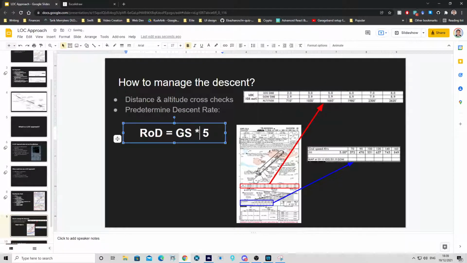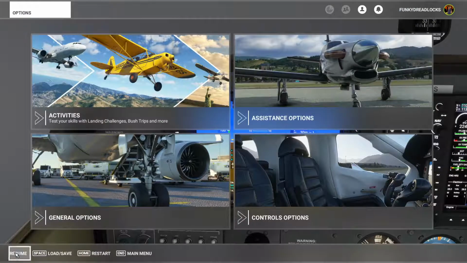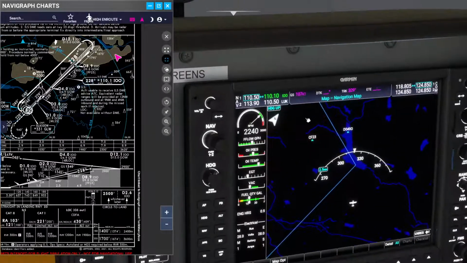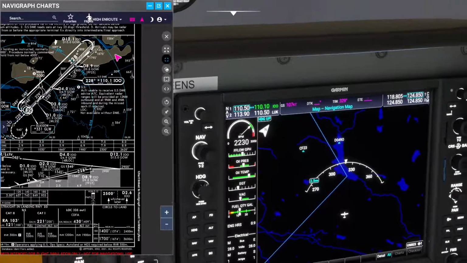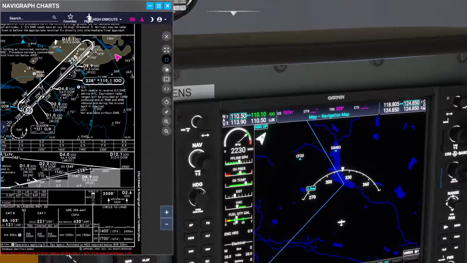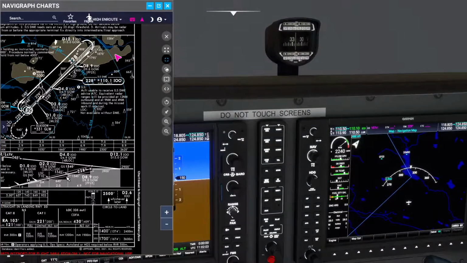So let me go back in the simulator then. Right now, my ground speed is 107 knots. Can you see that there? So if I were to do a 3-degree glide descent, so descend at a 3-degree angle, what I would need to do is to select a descent rate, a VS, vertical speed, which is the ground speed times 5.